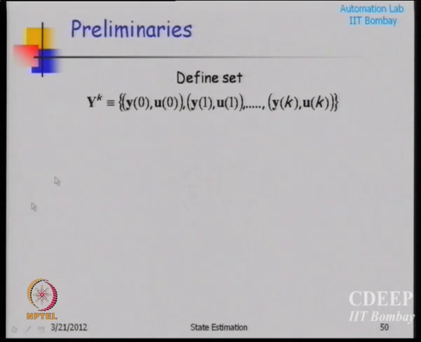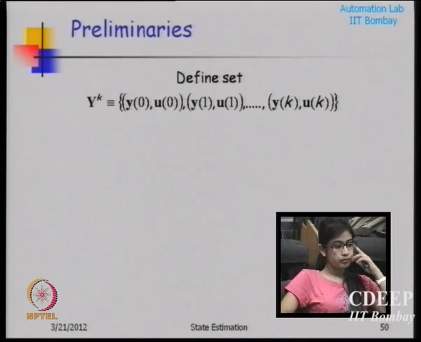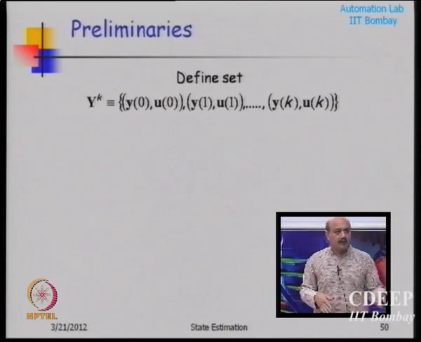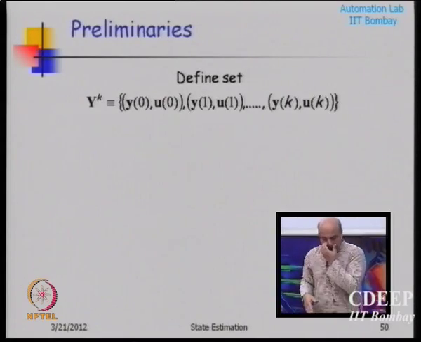Okay, I'm going to call this set y superscript k. This is not y raised to k, this is just notation. It only means the set of all data collected from time 0 to time k. So if I write k plus 1, it means data collected from time 0 to time k plus 1. If I write y superscript k minus 1, it is data collected from time 0 to time k minus 1. That is the notation.